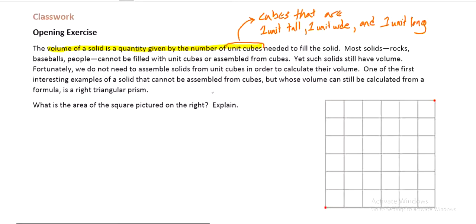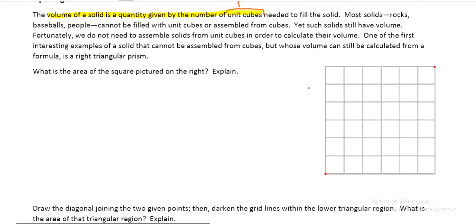So from here, what we're going to do is look at this diagram first, talk about the area, something we're all familiar with, and then we're going to turn that into volume eventually. So right here it says, what is the area of the square pictured on the right? Explain. So let's take a look at this.